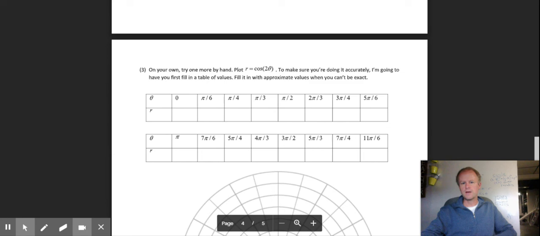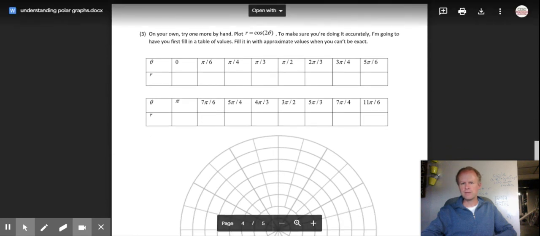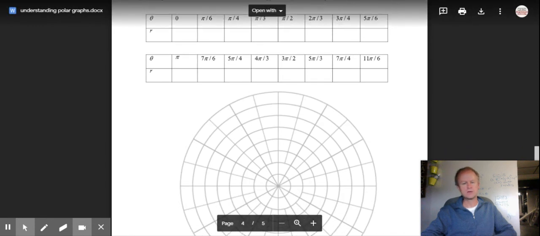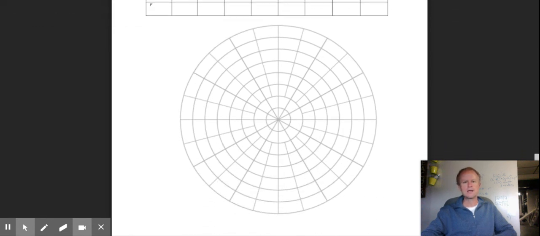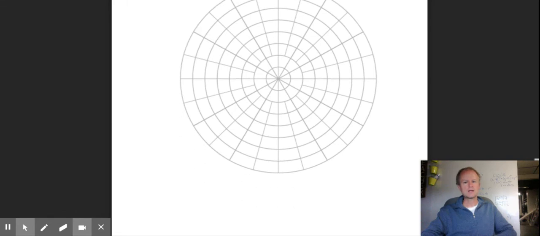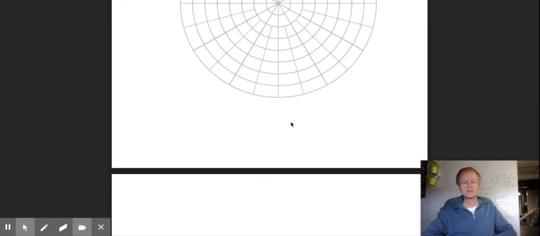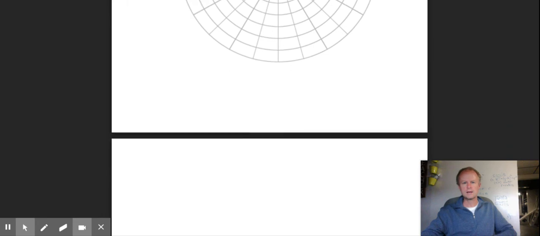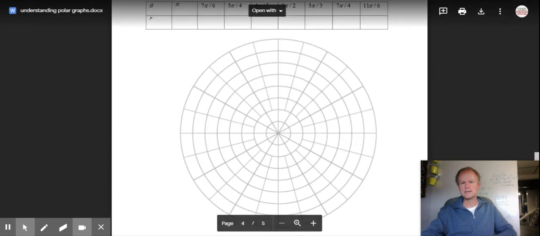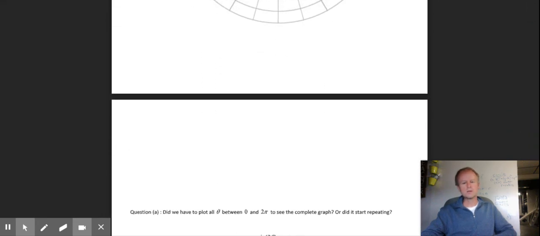And then finally, I'd like you to graph r equals cosine of 2 theta. With that one, you're going to want to make the table. You're going to want to do your best to fill in these points, and you're going to get an interesting graph. There's a good chance you're going to mess it up. I'm not going to lie. Trying to do it by hand is not easy. But do your best. I want you to give it a shot.